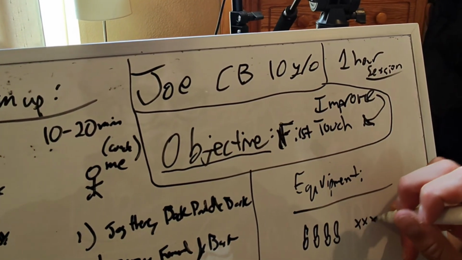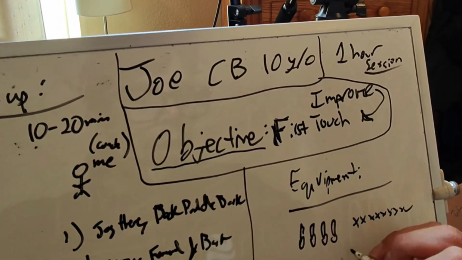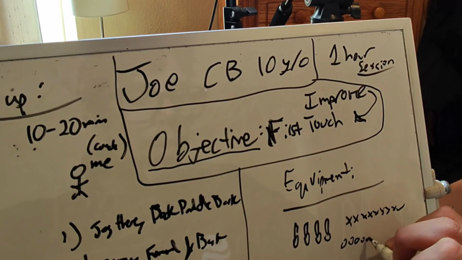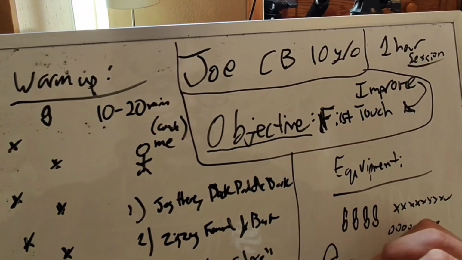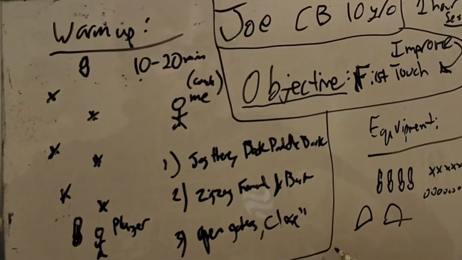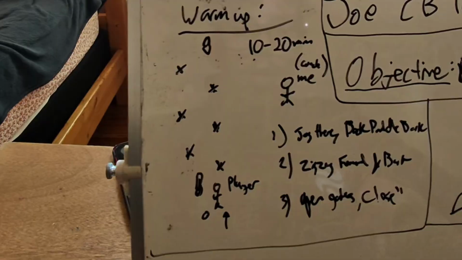I know I have probably 30 cones, so I'll write a bunch of them right there. I know I have 10 balls. And I have 2 mini goals to score on. So having all this in mind, I can plan my first part of the session that's with the ball. So this is what we'll do.